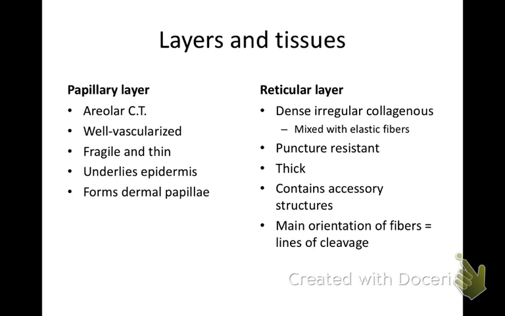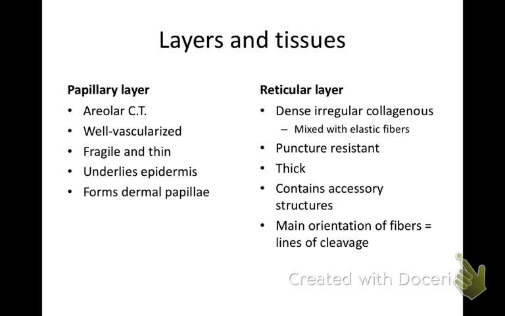The reticular layer, because it's mostly collagen, is pretty puncture resistant, but because it's the main thickness of the skin, that's where most of the accessory structures are, like hairs and glands. The fibers of the irregular collagenous tissue are kind of arranged every which way, but there's always a predominant direction.